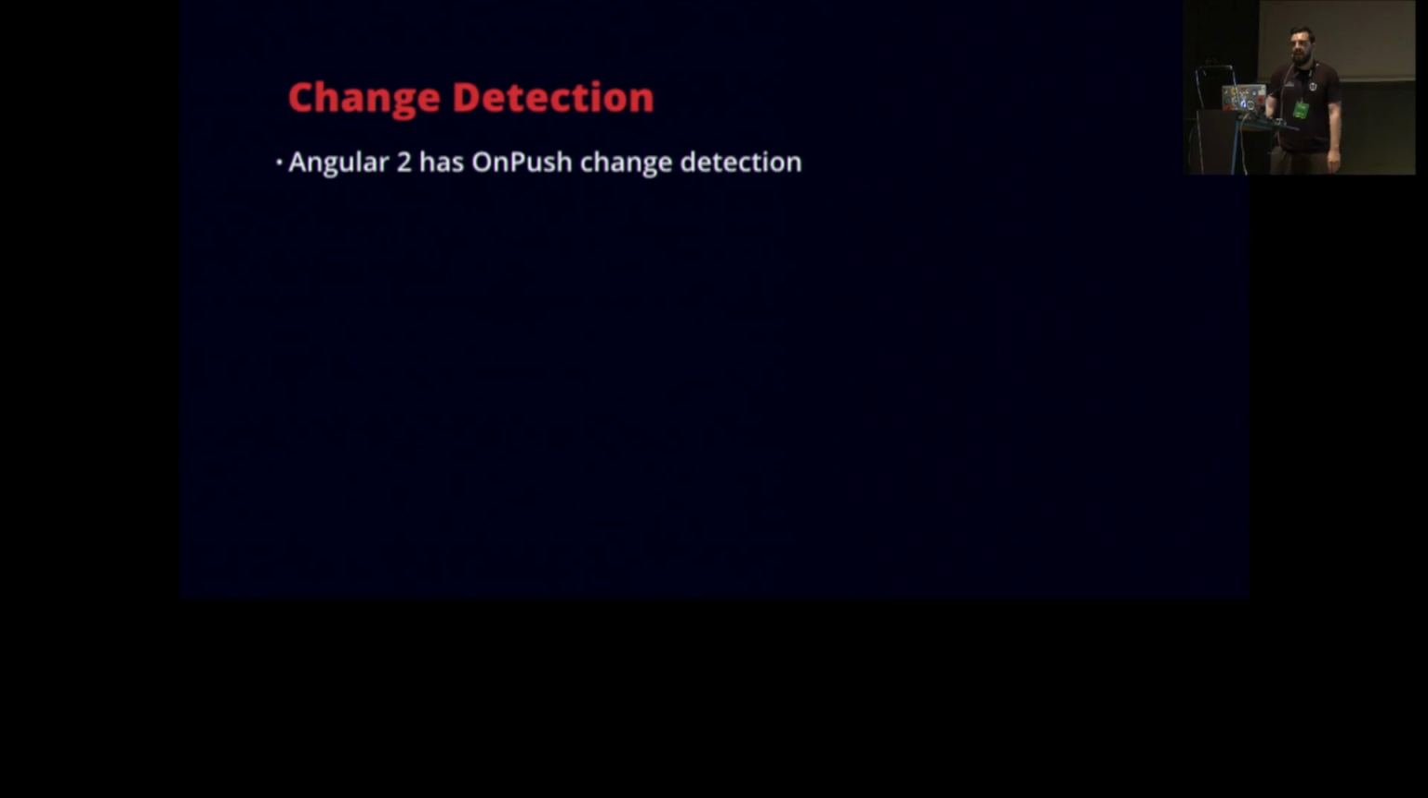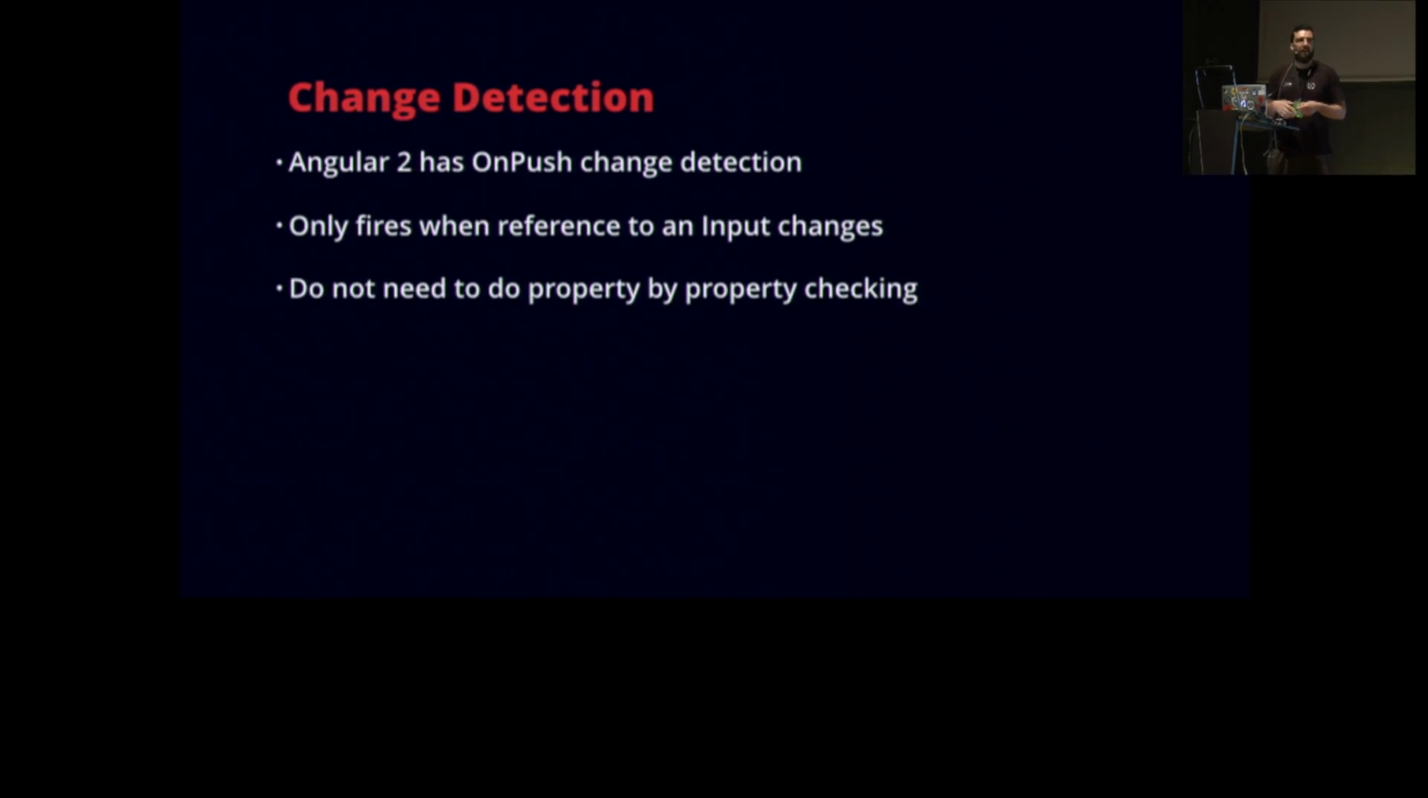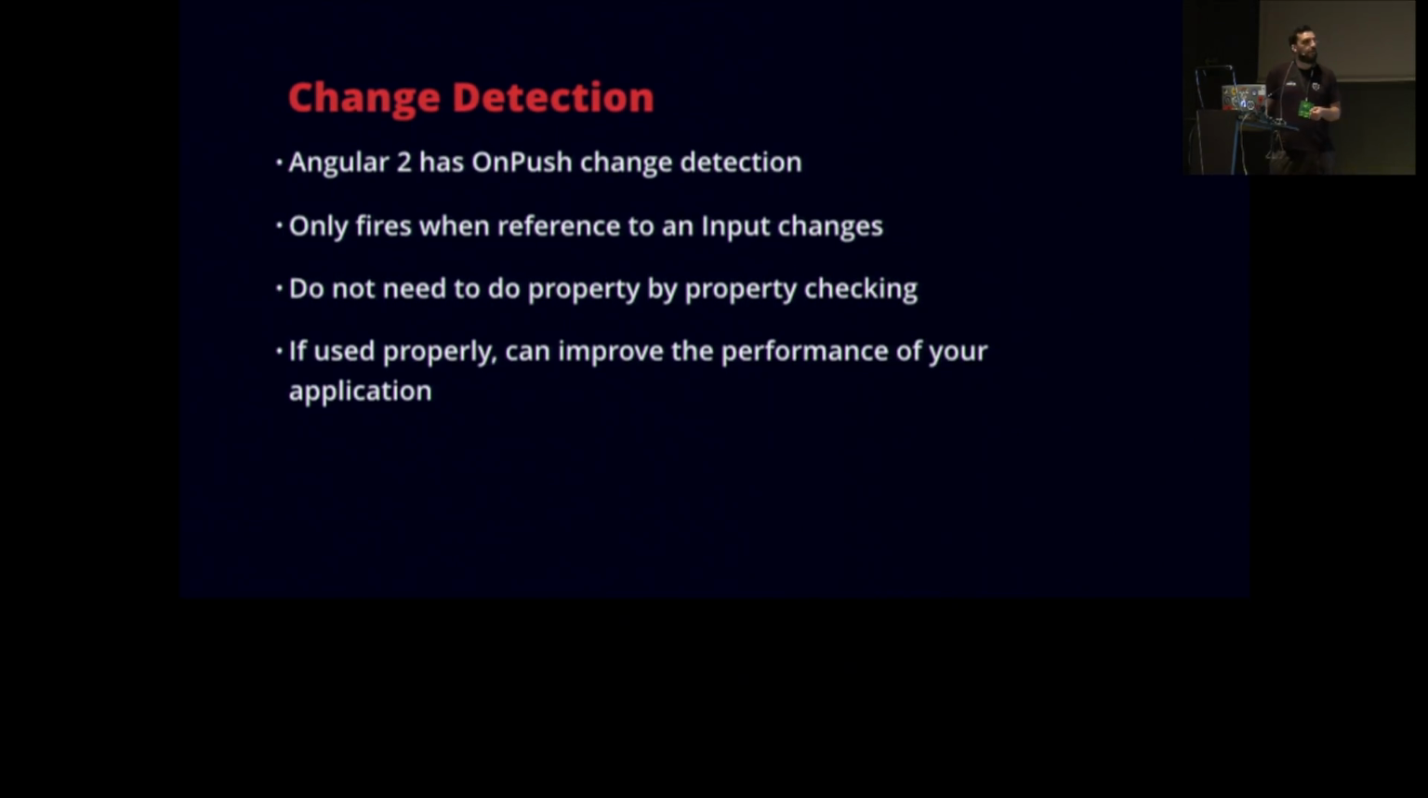Angular 2 has introduced this idea of OnPush, where the change detection will only trigger if a reference to the inputs has changed. So instead of doing property by property checking when you're passing in an object, it'll just check whether the reference being passed in is the same as the one that I'm holding now. And if used correctly, it can have a pretty big performance impact on your application.